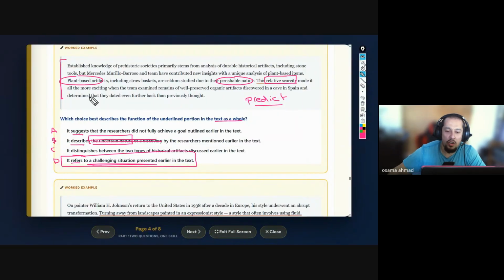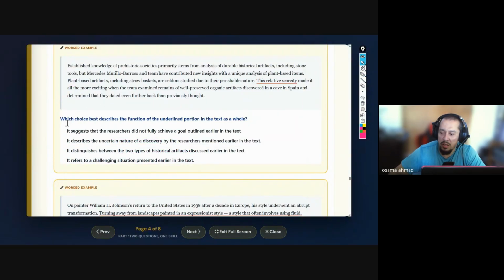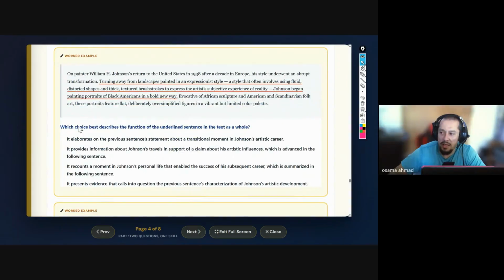Let's do another one. This is a harder example. I wish I gave you easier ones. Here's another real example. Now again, look, a big chunk here. What is the function of the underlined portion in the text as a whole? So I have to read the whole passage, and then maybe read just this part itself. What does it do? What is the job of this underlined portion?